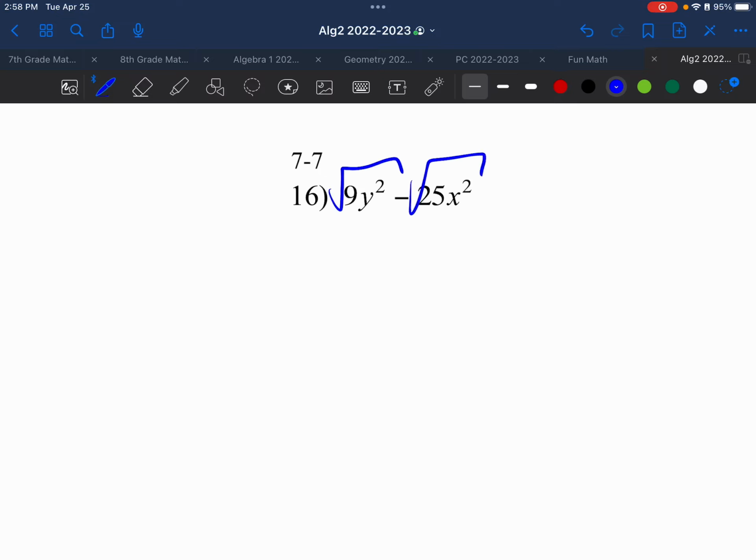And what about this one? Square root of 25 is going to be 5 and 5. The square root of x squared is x and x. And I'm done. They are that easy.